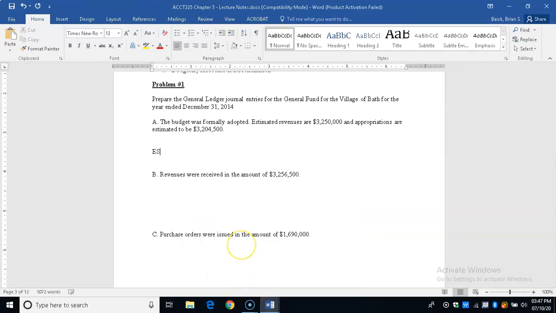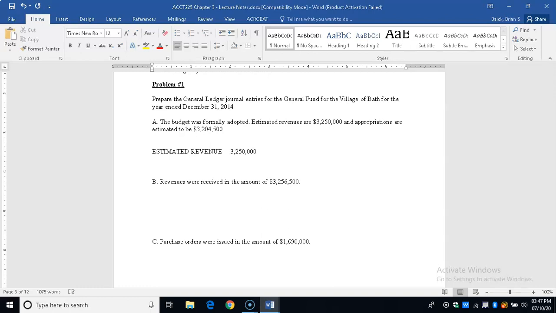Okay, so we're going to debit estimated revenue, $3,250,000, and we're going to credit not retained earnings, not fund balance. This is a budgetary journal entry, so we call it budgetary fund balance, and that's for $3.25 million.